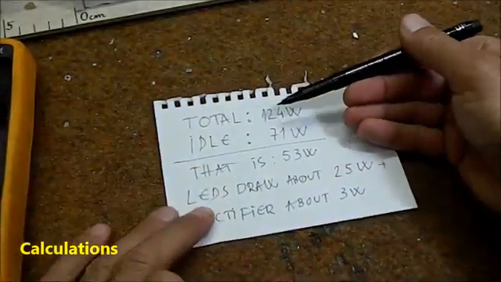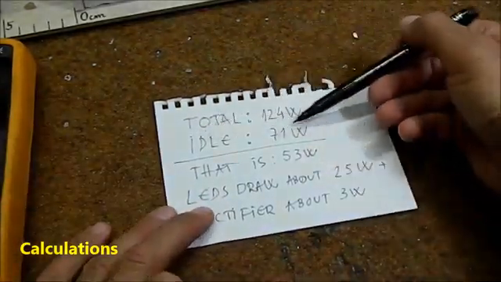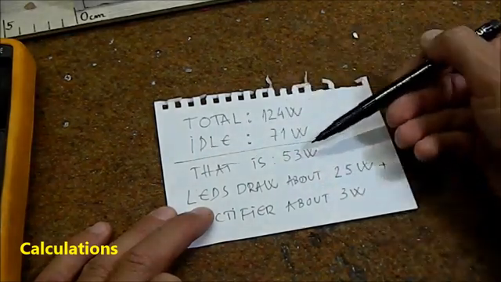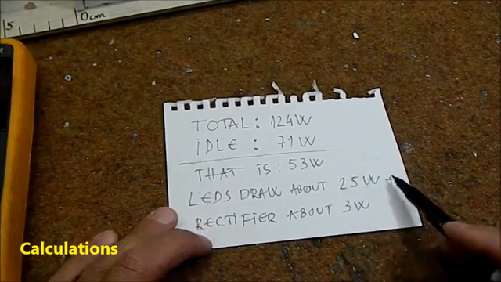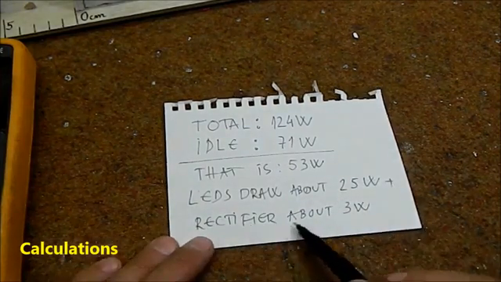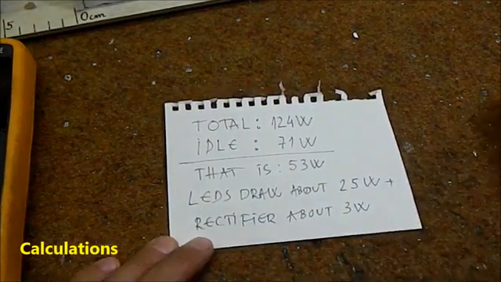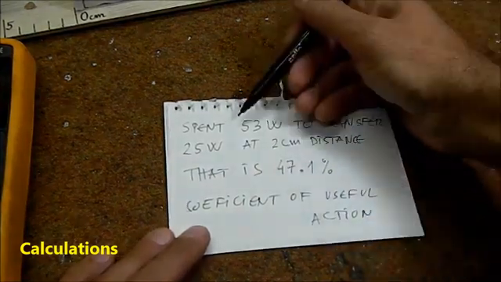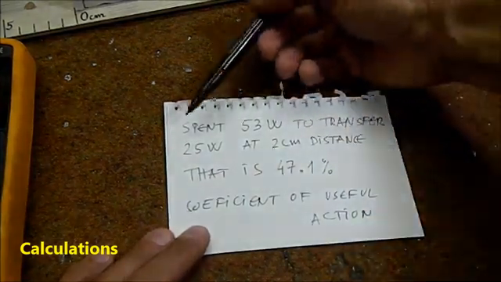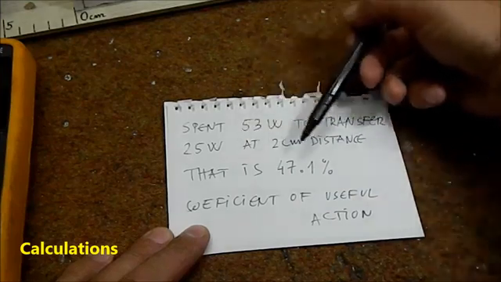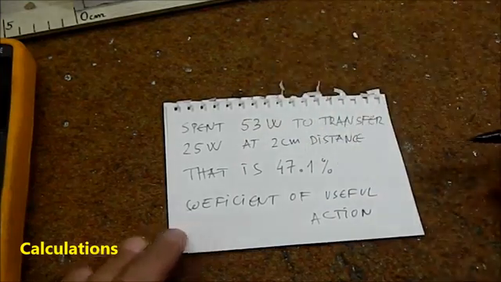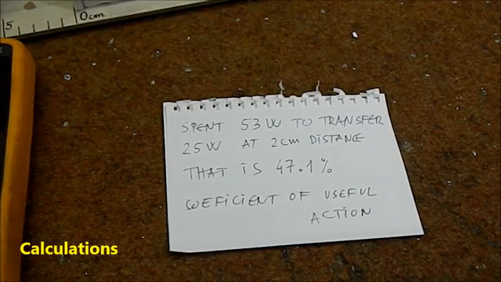Total 124 watts, idle 71 watts, that is 53 watts. LED draw about 25 watts plus rectifier about 3 watts. Total spent 53 watts to transfer 25 watts at 2 centimeters distance. That is 47.1% coefficient of useful action.